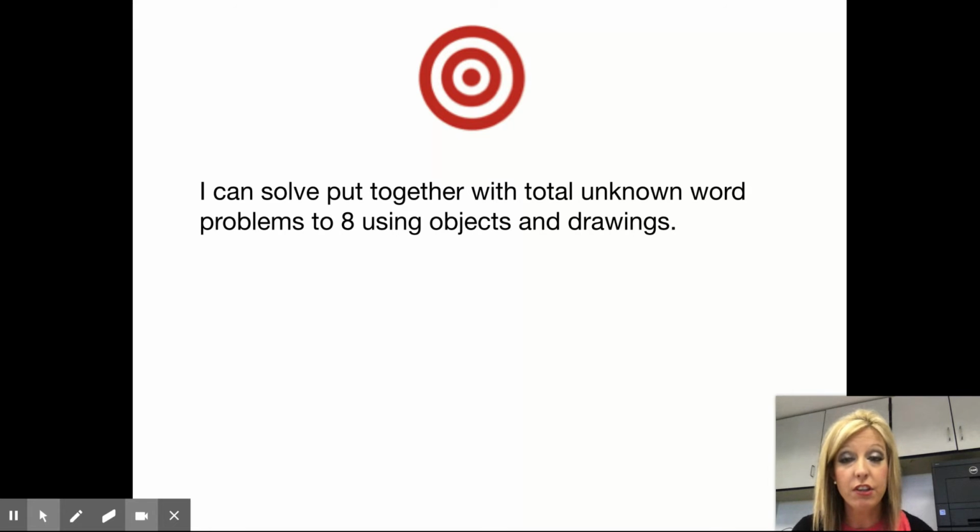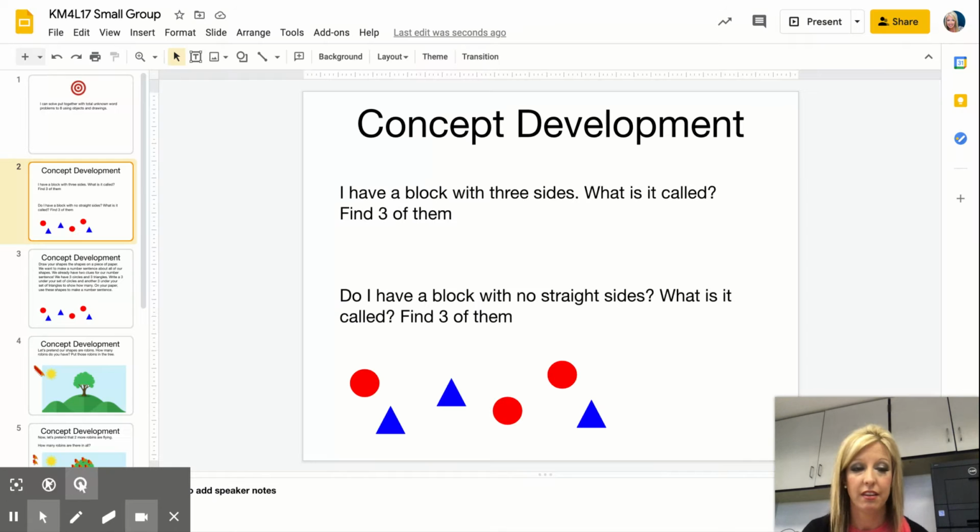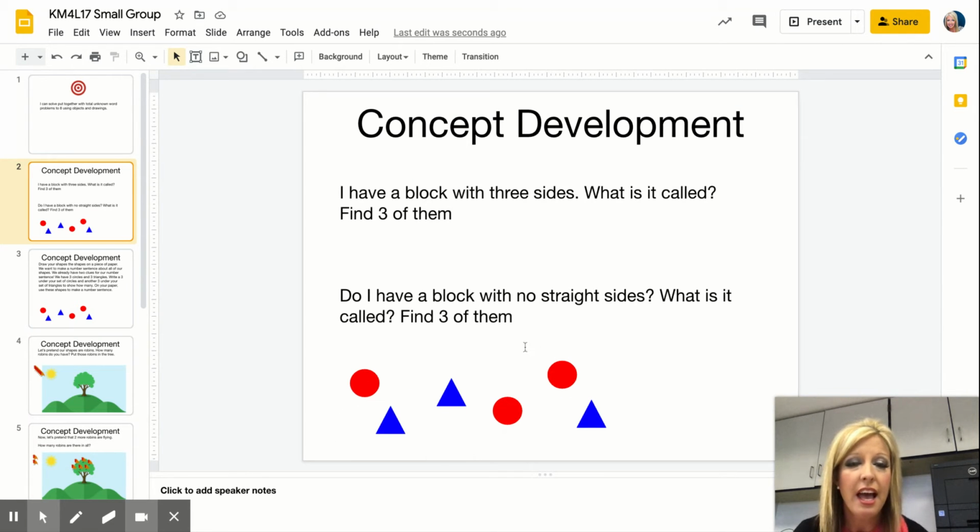Our objective or goal today is I can solve put together with the total unknown word problems to 8 using objects and drawings. Look at the shapes I have at the bottom of my screen right down here, the red ones and the blue ones. I have a block or a shape with 3 sides. What's it called? You're right, it's called a triangle.